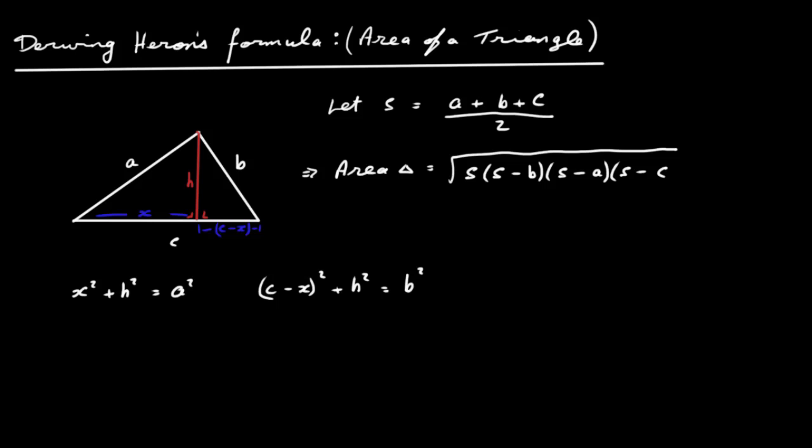Well, let's just have a look at this one here first. So we're going to say h squared here is just going to be equal to a squared minus x squared. Subtract x squared from both sides. And what I'm going to do now is just substitute this in here. So let's come over here then. So we end up with (c minus x) squared plus our h squared. Now our h squared is just a squared minus x squared from this equation over here on the left. And that's just equal to b squared.